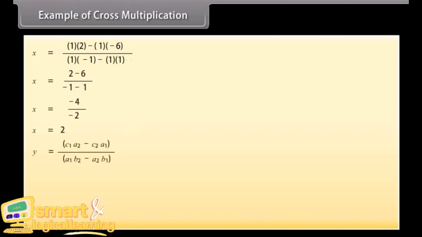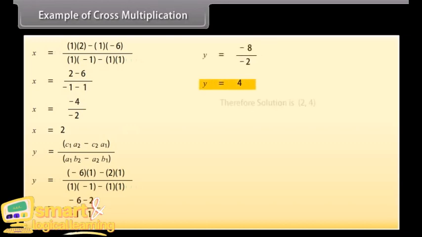y = (c1a2 − c2a1) / (a1b2 − a2b1). Now, by substituting the values, we get y = (−6 × 1 − 2 × 1) / (1 × (−1) − 1 × 1). By calculating, we get y = 4. Therefore the solution is (2, 4).